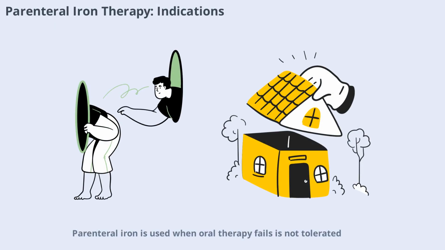Parenteral iron is used when oral therapy fails, is not tolerated, or absorption is impaired. It's also indicated for severe deficiency with chronic bleeding, non-compliance, or in chronic kidney disease patients on erythropoietin therapy. Parenteral iron ensures adequate iron supply for effective anemia management in these special situations.